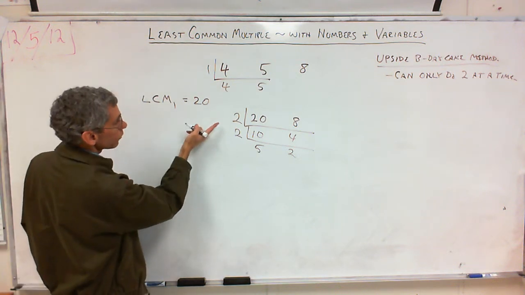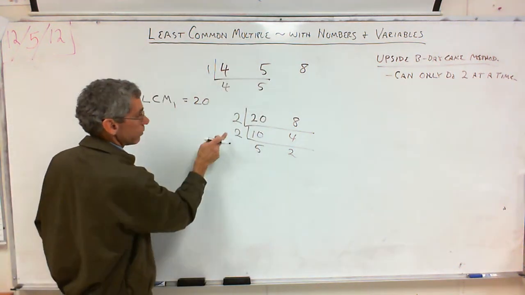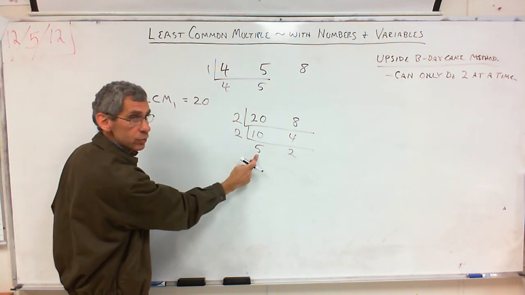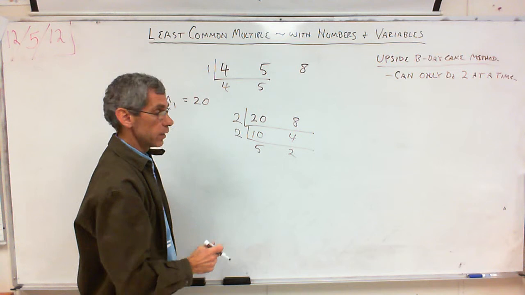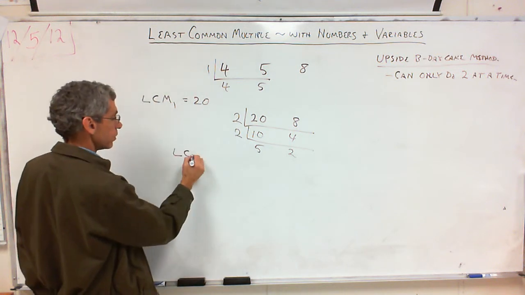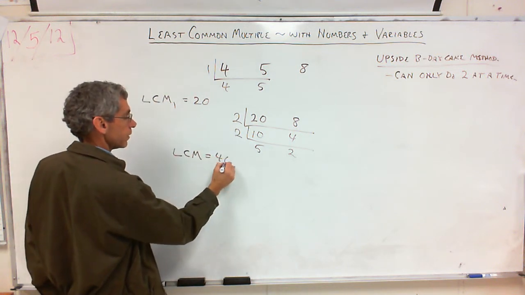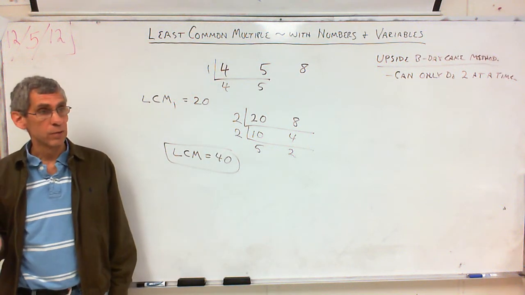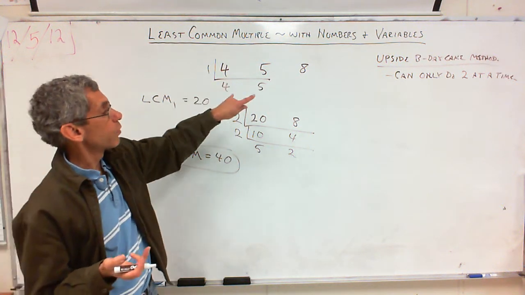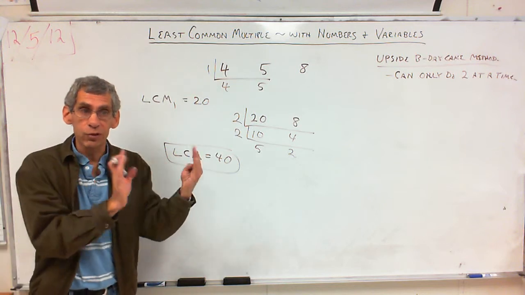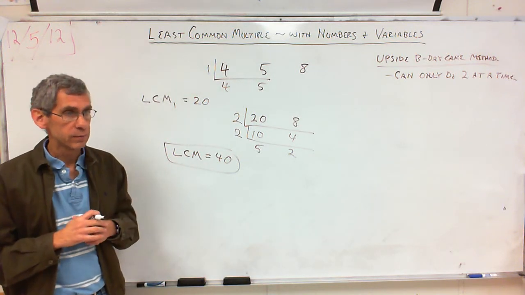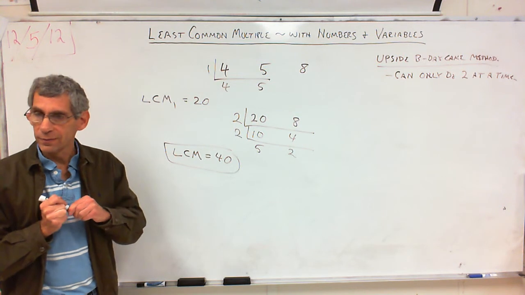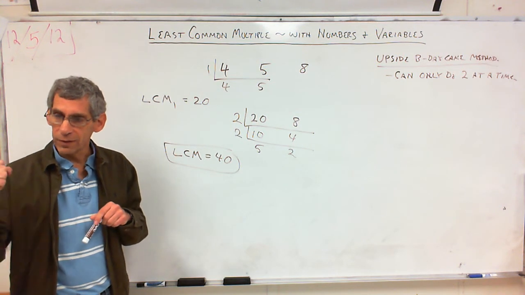So my least common multiple of these 3 now should be 2 times 2, which is 4, times 5, which is 20, times 2, which is 40. So my least common multiple is equal to 40. Isn't that cool? So that's another way to find the least common multiple. But if you have 3 numbers or 4 numbers, you have to do them in groups of 2. Does that make sense? That's cool. Good job, Liam, for seeing that.